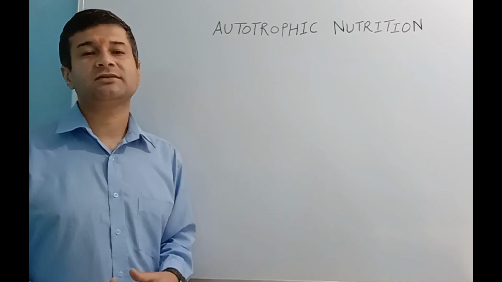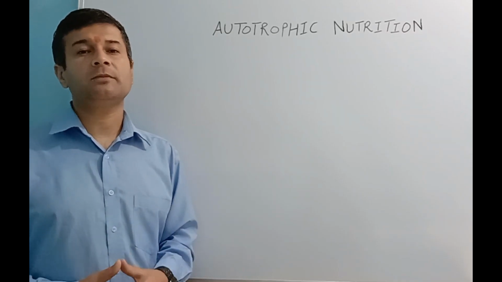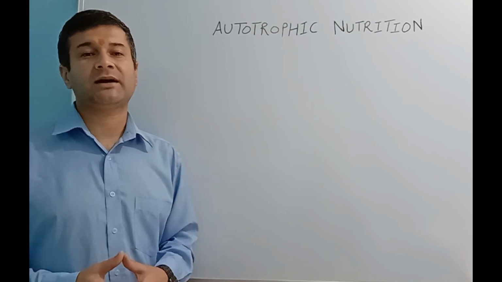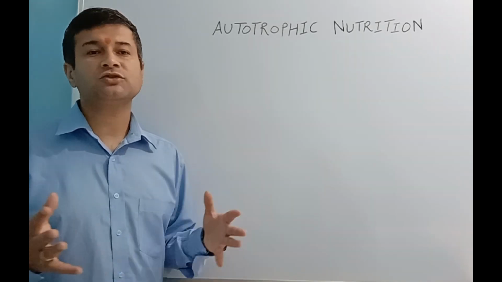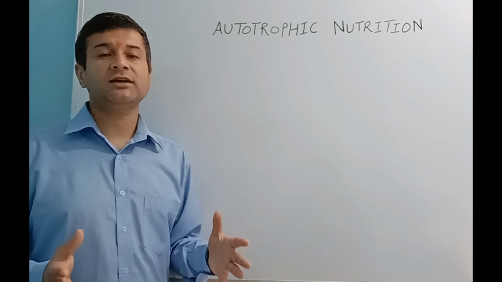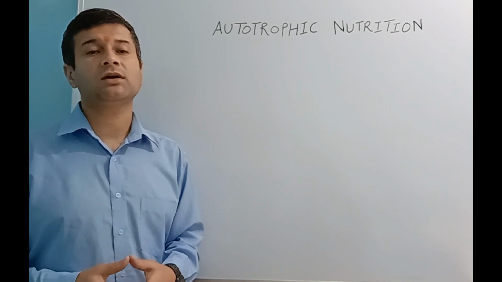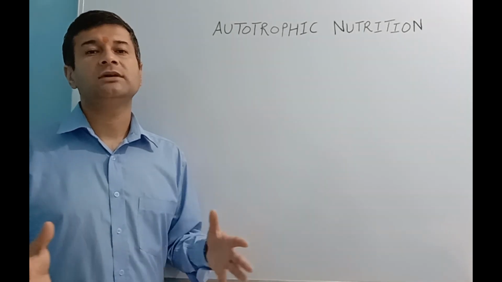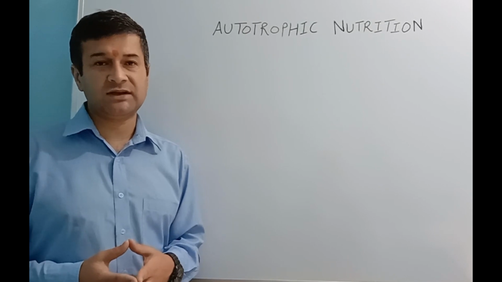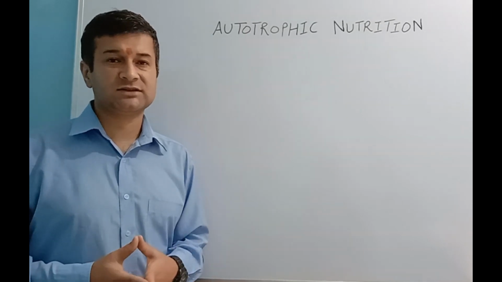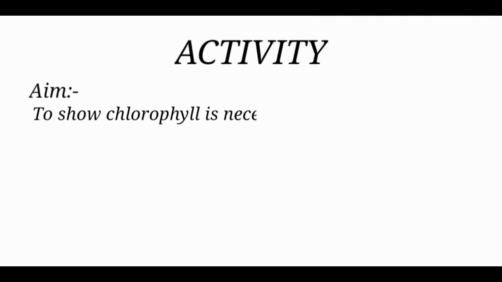We discussed that green plants use raw materials from the environment like carbon dioxide and water. We also discussed that sunlight and chlorophyll are necessary for photosynthesis. Now let us perform an activity to see that chlorophyll is necessary for photosynthesis. Aim: to show chlorophyll is necessary for photosynthesis.